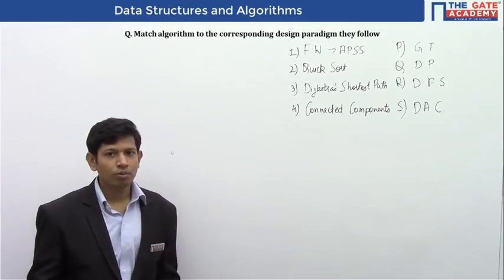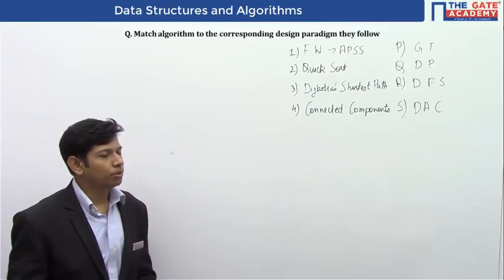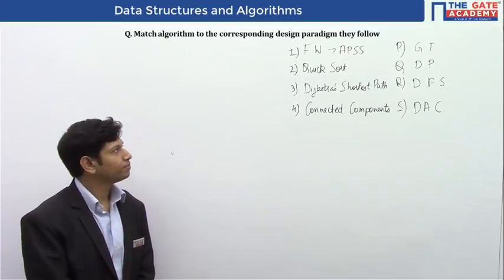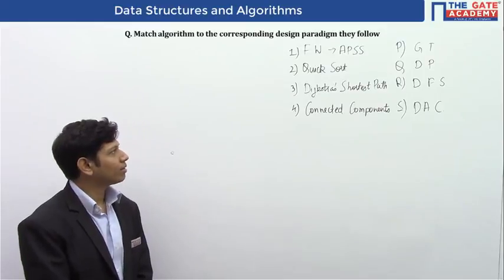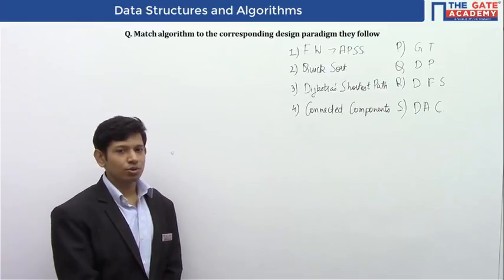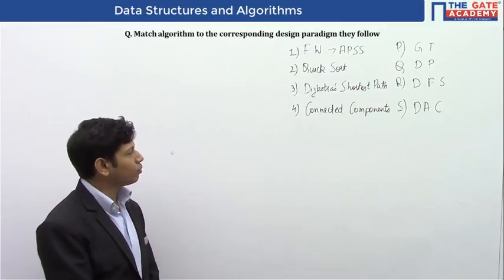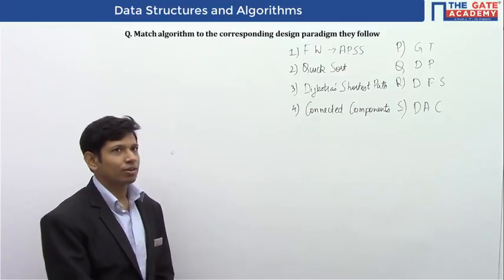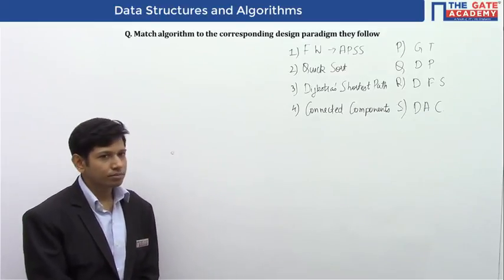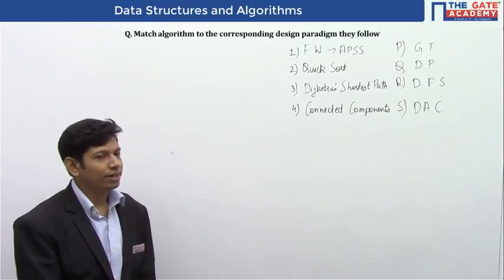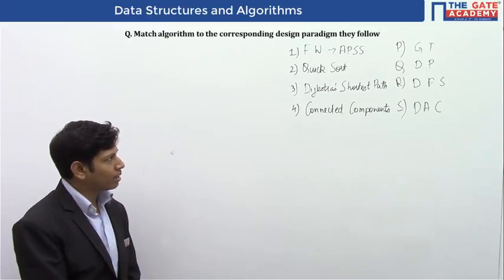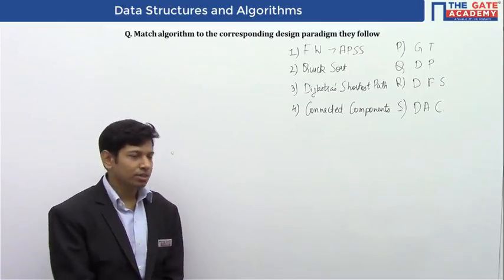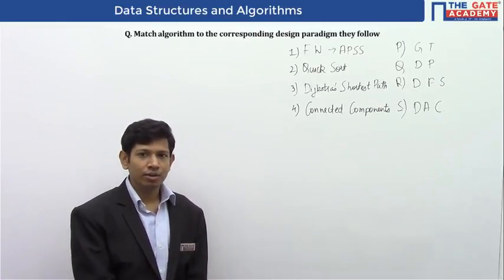First is Floyd-Warshall's algorithm to compute all pairs shortest path. Second algorithm we have is quicksort algorithm. Third algorithm that we have is Dijkstra's shortest path algorithm. And fourth algorithm that we have is connected components algorithm. They have also given 4 design paradigms. First is greedy technique, second is dynamic programming, third is depth first search, and fourth is divide and conquer.